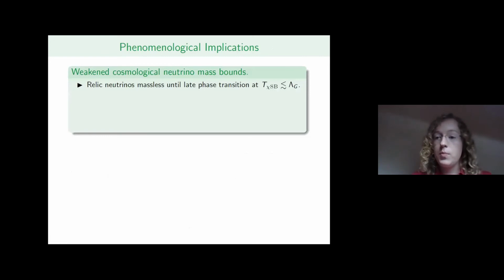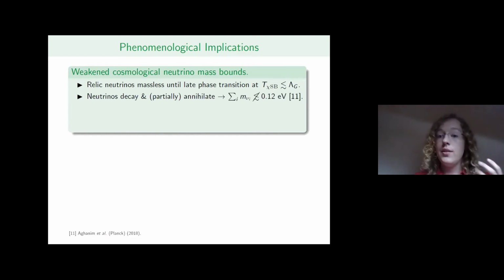So let me now come to the predictions on the cosmological side. I think the most interesting prediction is that the neutrino mass bounds that we usually infer from cosmology are substantially weakened. The reason is that the relic cosmic neutrinos from the Big Bang are massless through almost the entire universe until this very late phase transition at temperatures smaller or equal to this symmetry breaking scale. Then in this phase transition, the neutrinos are getting the masses.